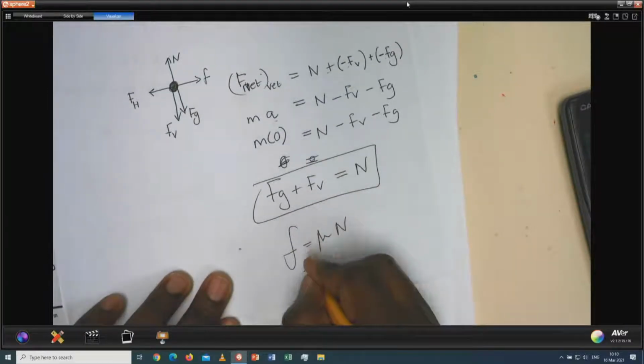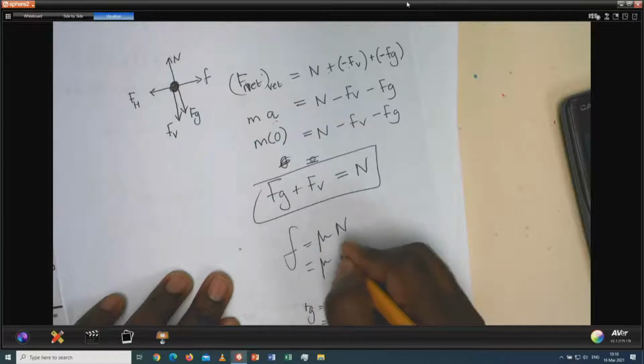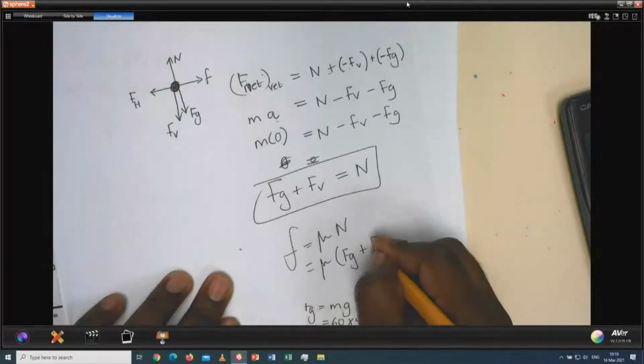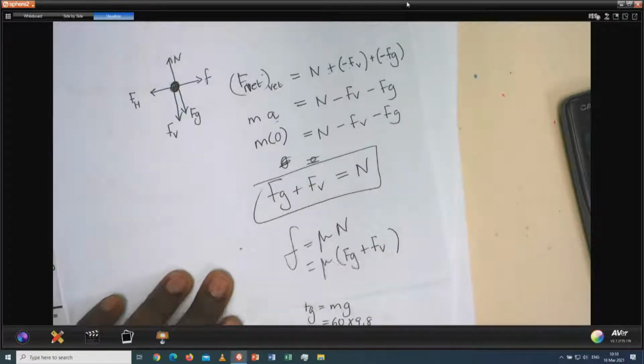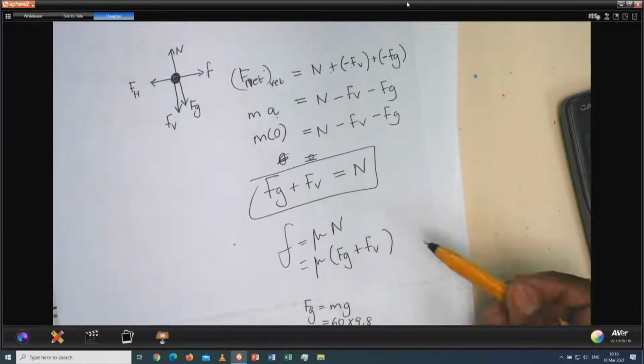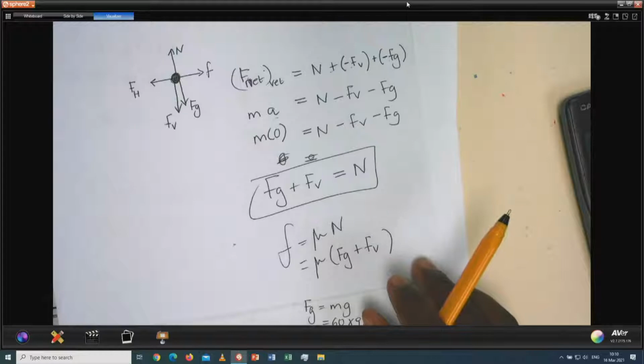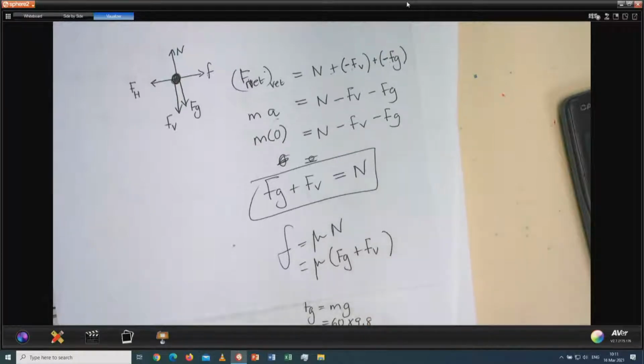Now normal force is equal to Fg plus Fv, and you know Fg is mg and Fv is F sine theta. So that is another scenario.